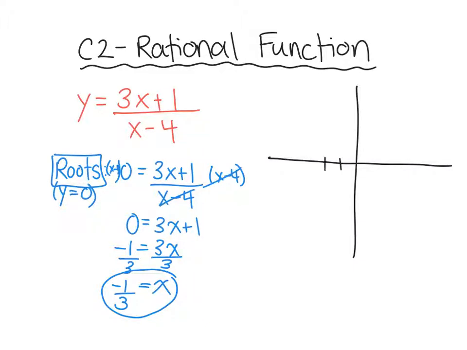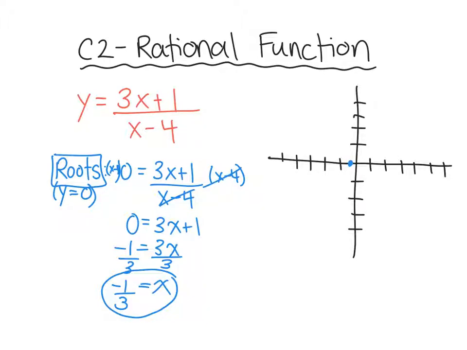So that's my root, negative 1 over 3. I'll just make a quick grid here. All right, so if I have to plot the root, negative 1 over 3, negative 0.3, it's going to be here-ish.